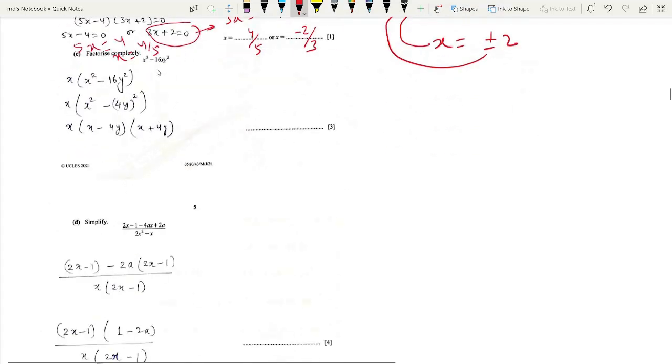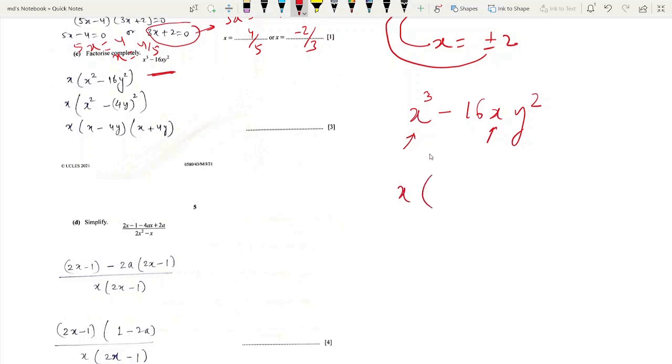Now factorize this question, x cube minus 16xy square. So this is x cube, right? If I write here, this is x cube minus 16xy square. So you can check, x is here and x is here also. So if you take x common, then here it will be x square, because out of x cube, x you have taken outside, and then minus 16, x you have already taken outside. Here you will write y square.